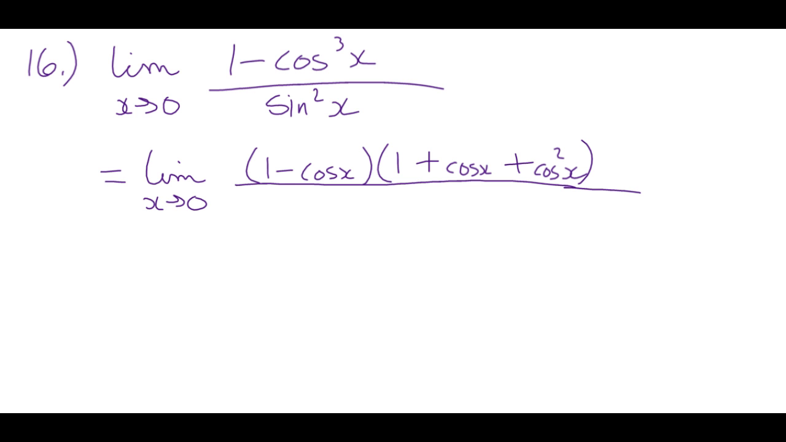Okay. Now, we got all these cosines, but I've got this sine squared, so what's sine squared equal to? 1 minus cos squared. What are we going to do with 1 minus cos squared? We're going to factor it. And then what's going to happen? Well, the 1 minus cos x is going to cancel. And then it's okay because x approaches 0 and cos of 0 is defined. So everything is defined. So you finish it.